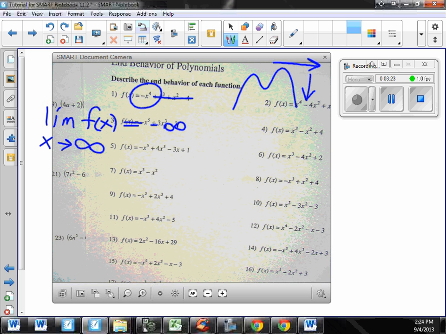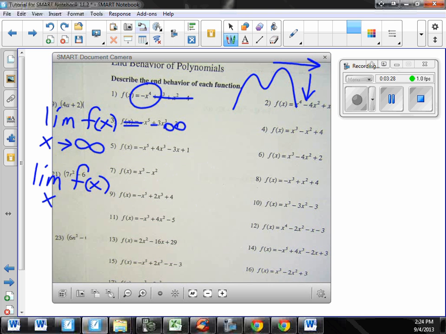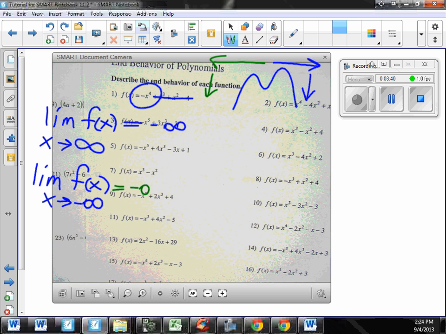And then the other part is the limit of f of x as x goes to the left, which is negative infinity. So on this same graph, if we go to the left, what happens to the graph? The graph is going down, so this one is also negative infinity.